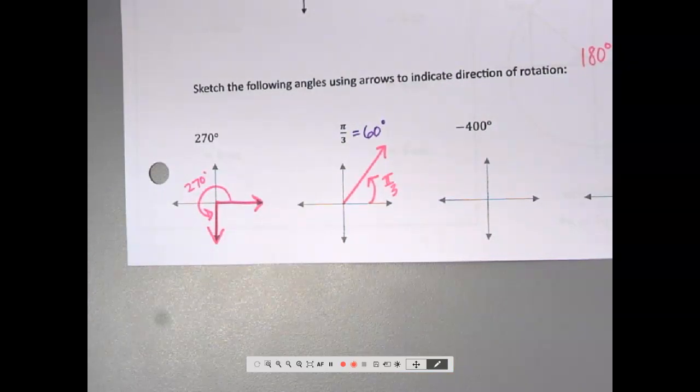So I'm just doing that terminal side because I know where the initial side is. Terminal side's the only thing that's going to change there.